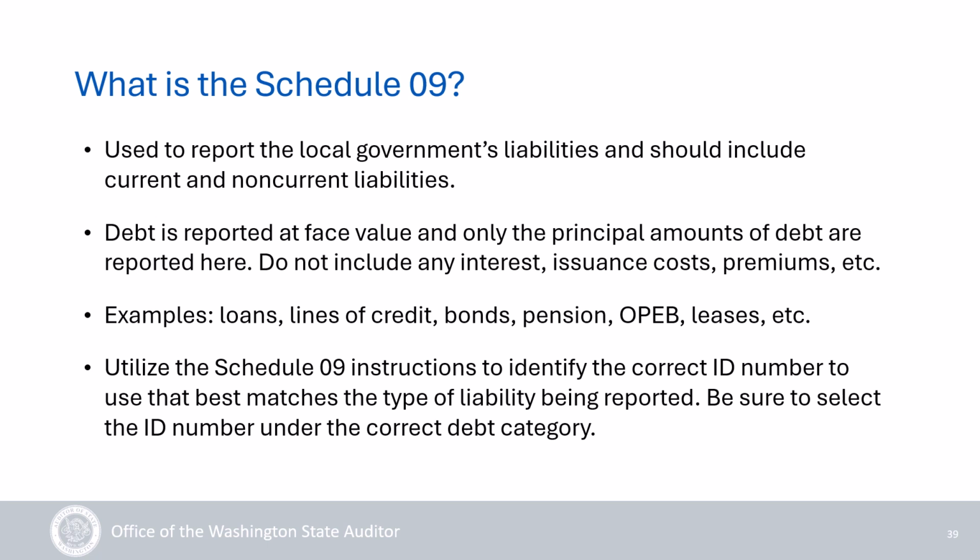When reporting debt, only the face value of the principal will be reported. Do not include any items like interest, issuance costs, premiums, or discounts, etc. It is really important to utilize the Schedule 09 instructions to identify the correct ID number to use that best matches the type of liability being reported. There are 3 debt categories that you should review to locate the correct ID number, and that is general obligation liabilities, which means you have pledged the full faith and taxing authority of your government to pay the debt. Then we have revenue and other non-GO debt, and assessment liabilities with commitments.